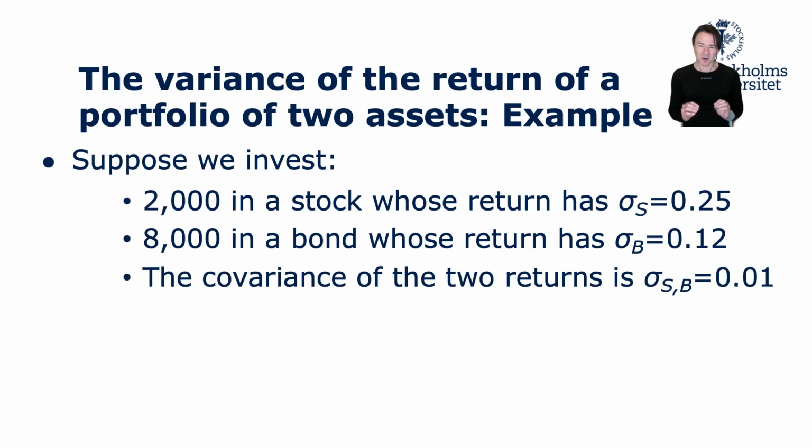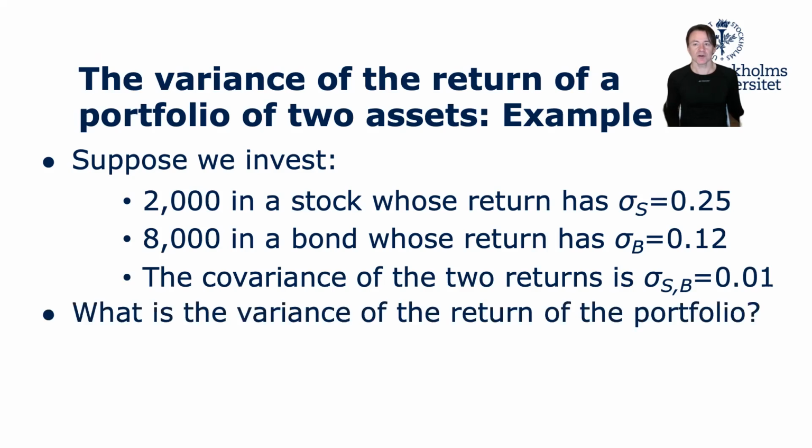Let me make a quick side comment here. Note that we use sigma to denote both standard deviation and covariance. The difference is that we use only one sub-index when we are talking about the standard deviation and two when we refer to the covariance. Back to our example. What is the variance of the return of our portfolio?